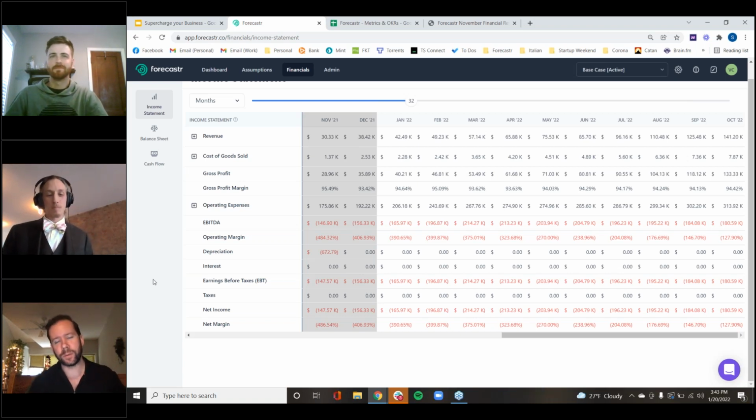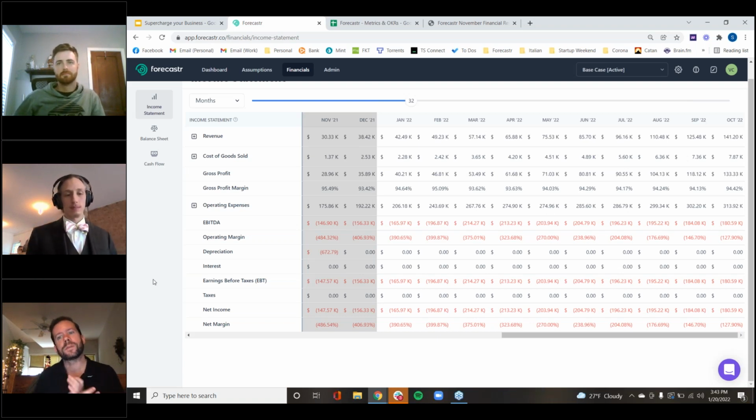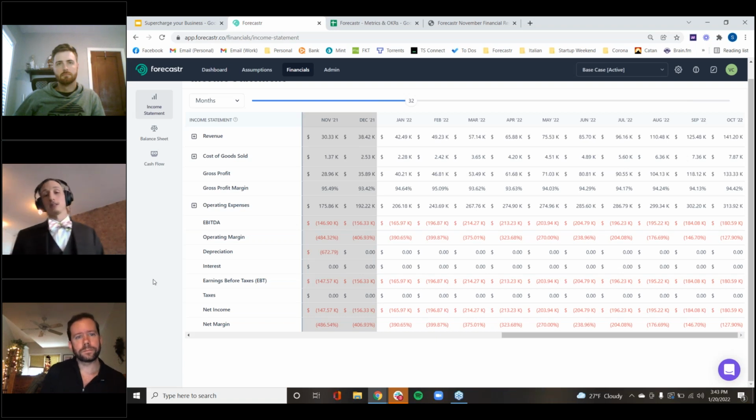We did have one question I want to elevate that Mitch answered in the Q&A, about integrations and API stuff. If you have QuickBooks and Wave, how does Forecastr work with how you're tracking your financials? Yeah, it's a great question. So if you're using QuickBooks, we are rolling out an integration with QuickBooks.